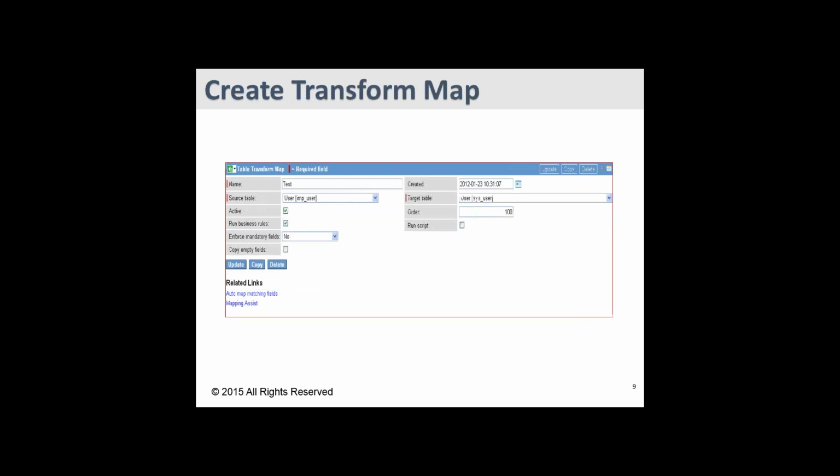So this is how to create a transform map. Here you see the source table is the user import, imp_user, and the target table is different, sys_user. So whatever data exists in the import set users will be placed into the original table called sys_user.